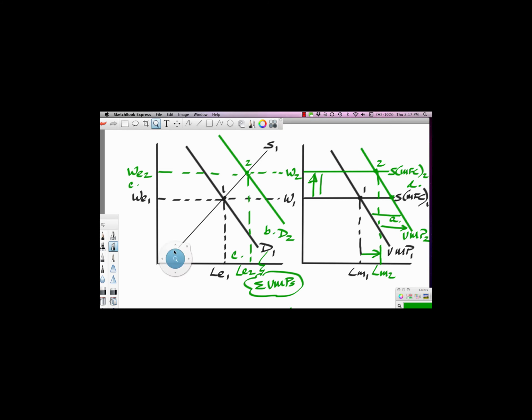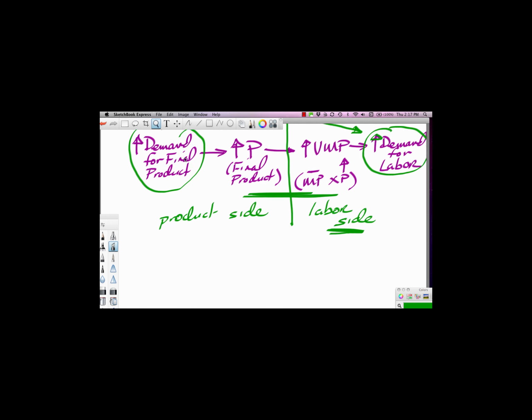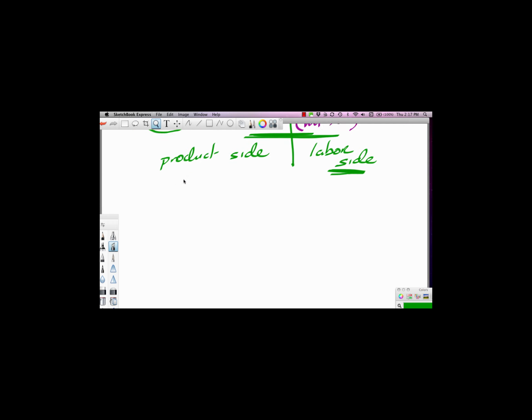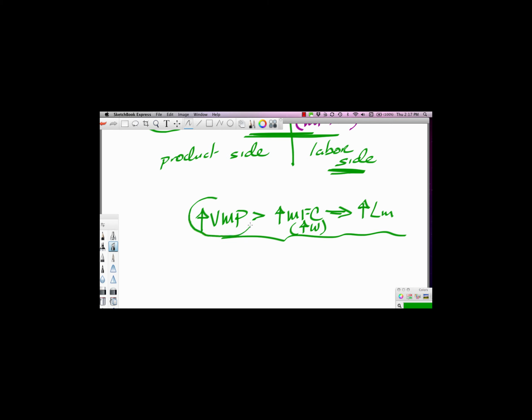So we actually can come down and write that. So let's do that. The increase in VMP exceeds the increase in MFC, which means there's an increase in LM. So the firm does not mind paying workers more. This is a higher wage right here. The firm does not mind paying workers more so long as the gain in VMP exceeds the gain in wage. So if the value of the worker is increasing faster than the cost of the worker, then the firm is happy to pay the worker more and employ more workers.